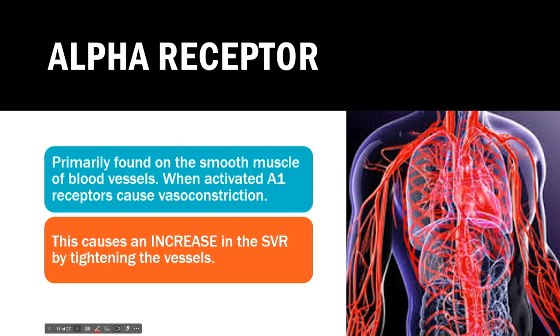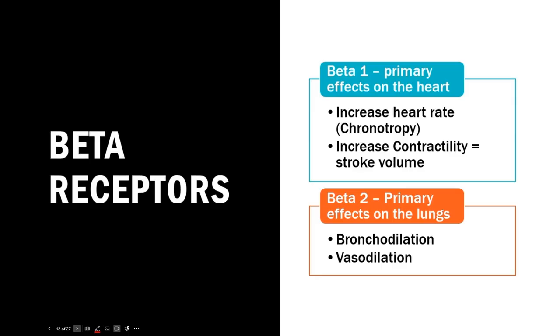So with our alpha receptors, when we think alpha, we think large. We think, what's the biggest thing that's going to contribute to this patient? Blood vessels. So they're primarily found in the smooth muscle, and when they are activated, they cause constriction. The SVR increases. So beta receptors, they're broken down into two different beta receptors. There's beta 1 and beta 2.